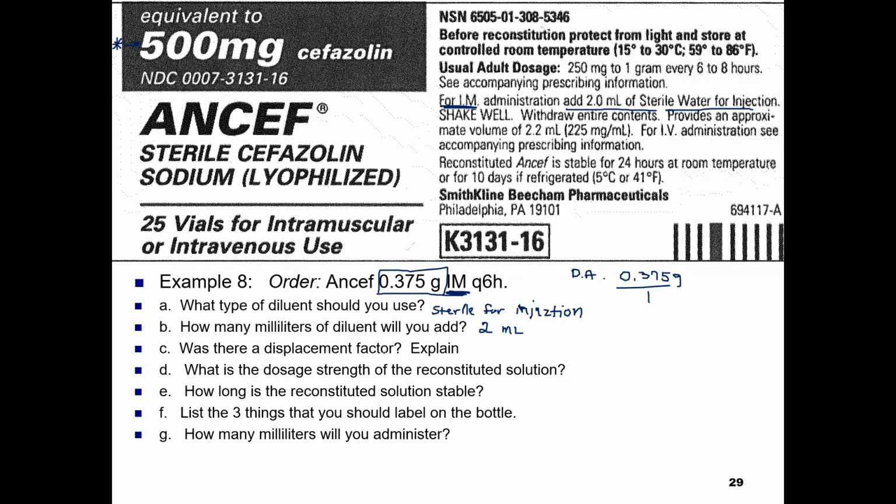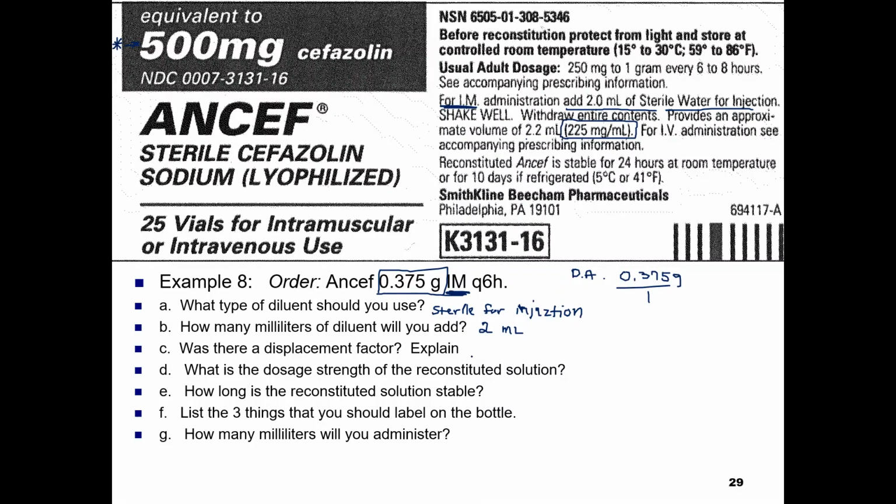Was there a displacement factor? So this is asking me, did the powder add some additional volume? So I'm going to keep reading. Shake well. That makes sense. That's so the powder gets dissolved. Withdraw the entire contents. Provides an approximate volume of 2.2 milliliters, 225 milligrams per milliliter. So seeing what I need here, I see the strength, which I'm putting a box around, and I see that the volume is 2.2.